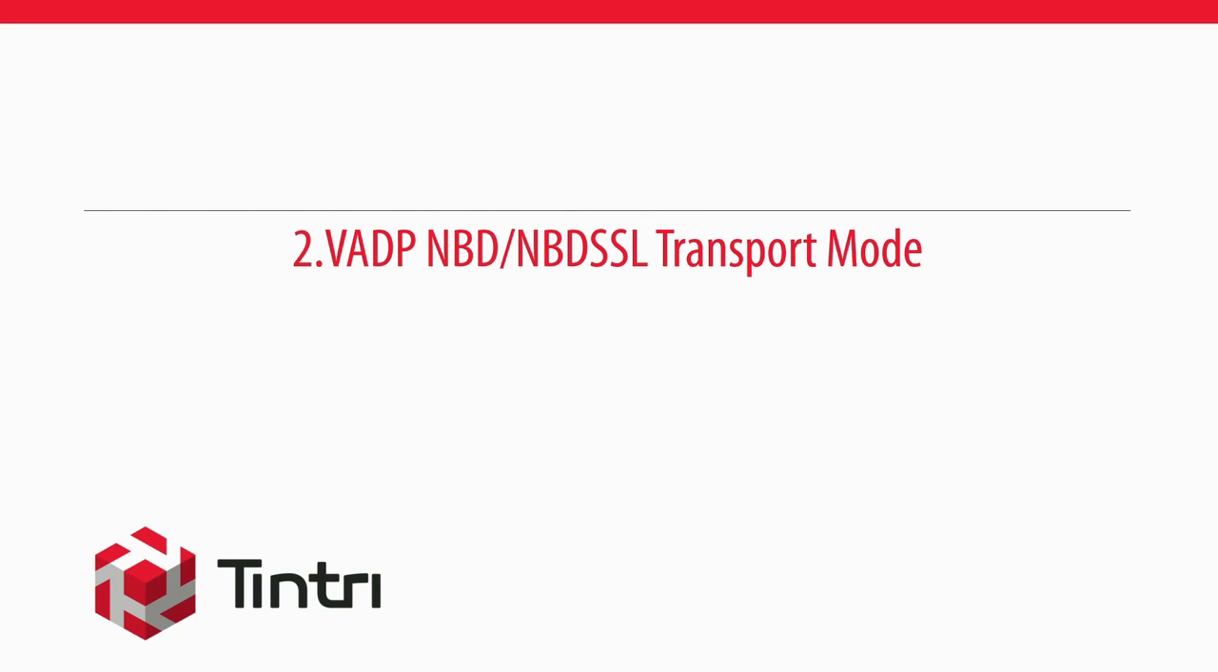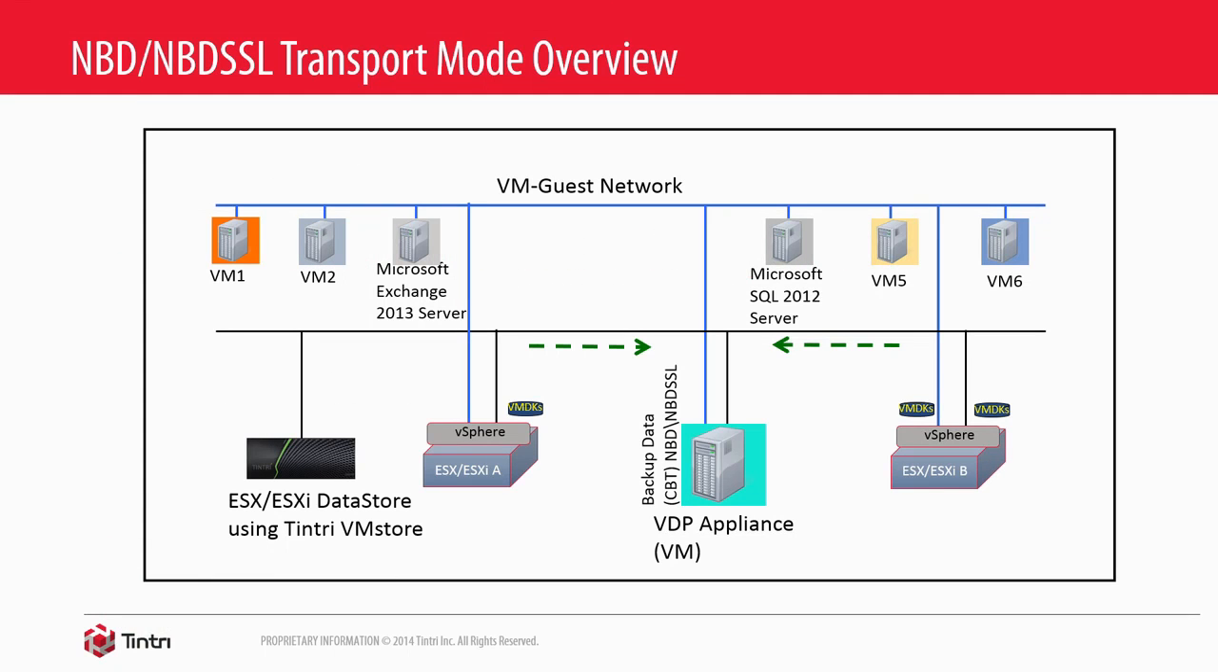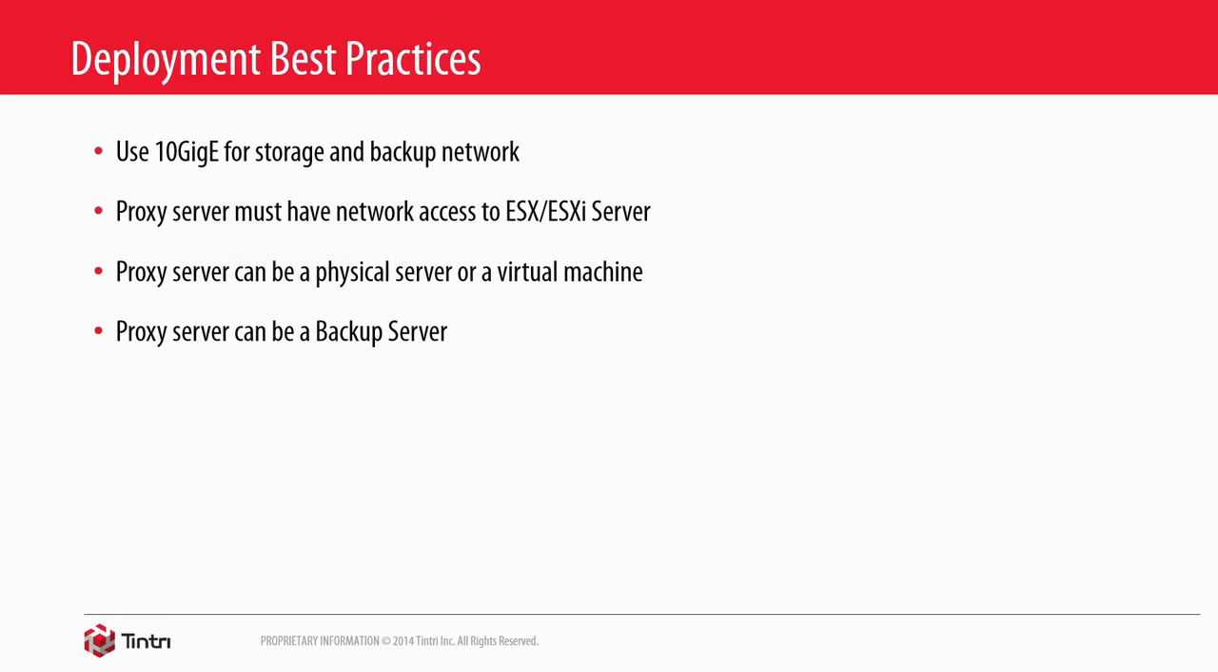NBDSSL transport. Well, it's a network block device, right? So it's actually using network file copy to move your data to your proxy server and to your backup server, stuff like that. Again, recommendation: please use a 10 gig storage network for that. It's pretty self-explanatory. Use 10 gig. Proxy server can be a physical server or virtual machine. Proxy server can be a backup server if you're talking about NetBackup.